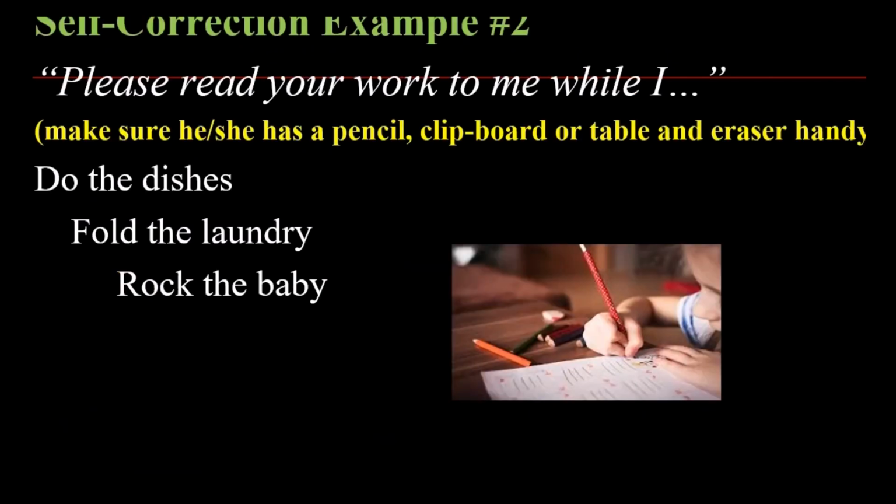Okay. Homeschoolers, have your child self-correct while you're doing the dishes or folding the laundry. They will do this on their own. If you say, oh, I don't have time to sit down, just have them read it aloud to you, and have a clipboard and a sharp pencil and eraser handy. They will catch their mistakes as they're reading aloud to you.